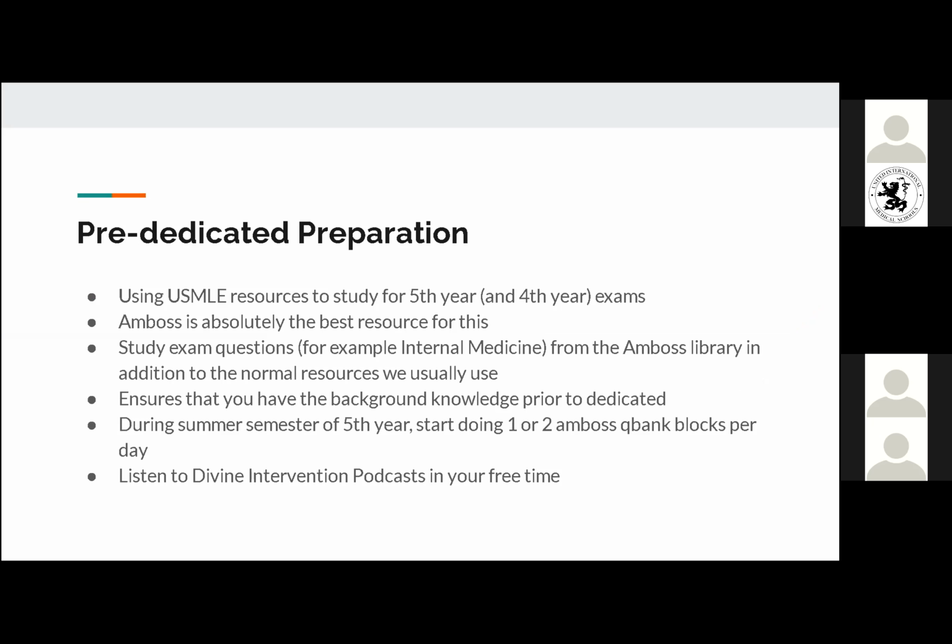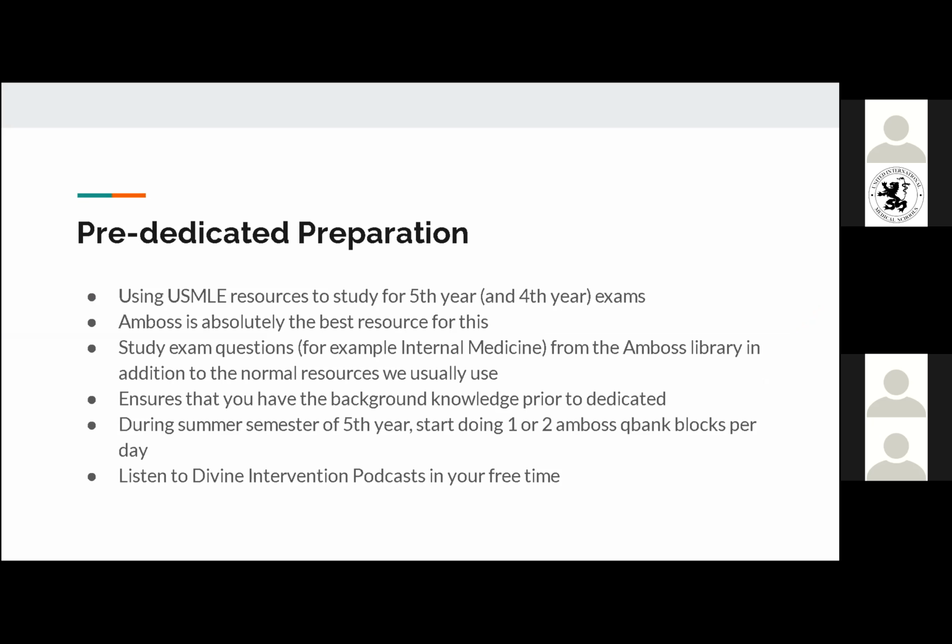So pre-dedicated preparation is very similar to Step 1 pre-dedicated preparation. What you're trying to do is use the USMLE resources to study for 5th year and maybe 4th year exams as well. And the absolute best resource for this is Amboss, so the Amboss library and the Amboss QBank. So you study the exam questions from the Amboss library. And this is really important because it ensures that you have background knowledge prior to starting dedicated.